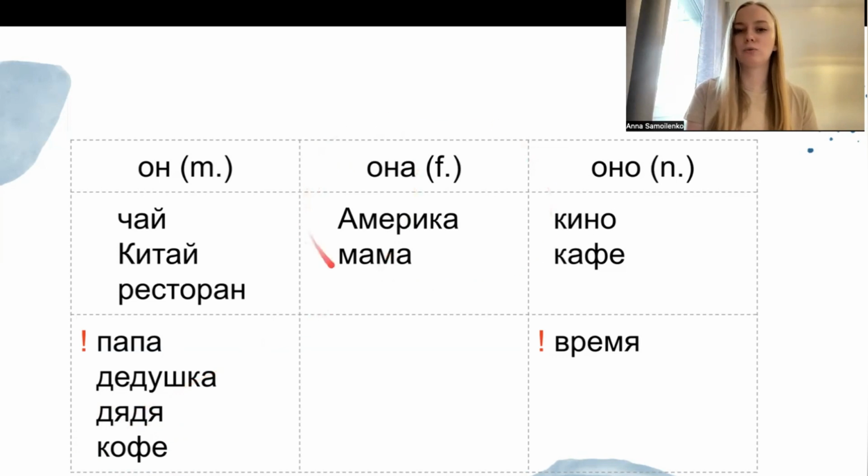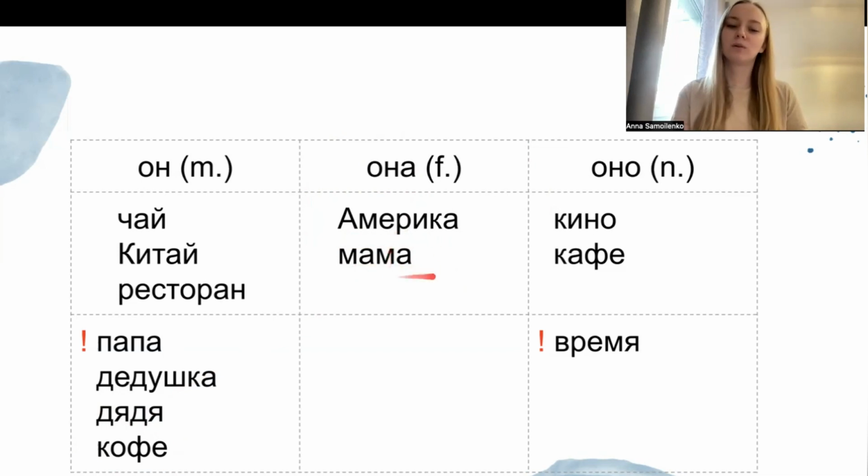Let's go back to feminine. Here, I think it was easy for you because we discussed that we have the ending a, and it is feminine. So, Америка, мама. Америка, I suppose you understand the meaning. America, the USA, and мама, the mother, mommy. So also ending a, it's feminine.